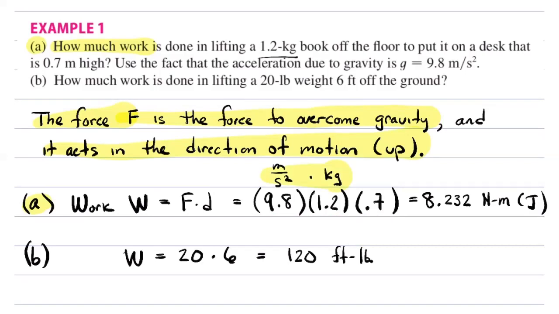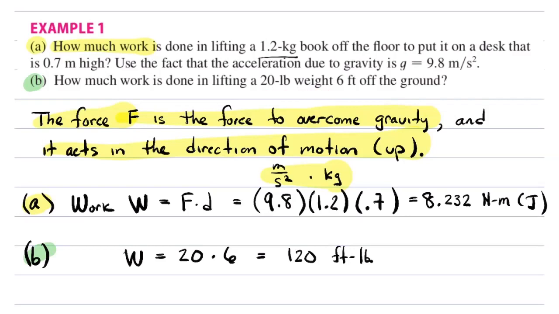In part B, we can relax a little bit. Part B, how much work is in lifting a 20-pound weight 6 feet off the ground? Well, the 20 pounds is already a force. The acceleration of gravity is built in. You don't have to worry about multiplying it by anything. So I just take my 20 pounds, multiply it by 6 feet, it's 120 foot-pounds. Nice. Those aren't calculus problems, right?